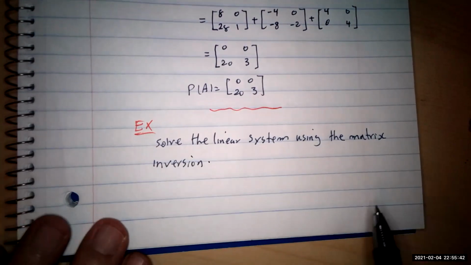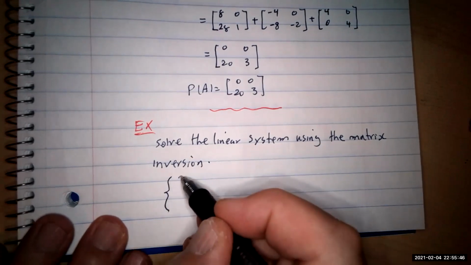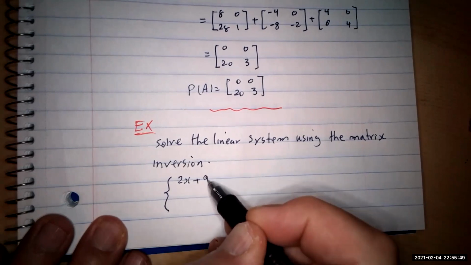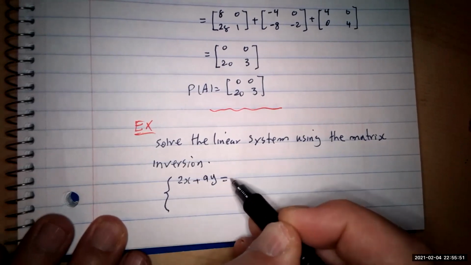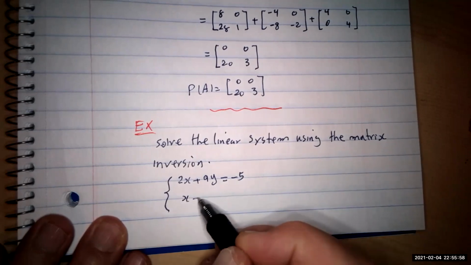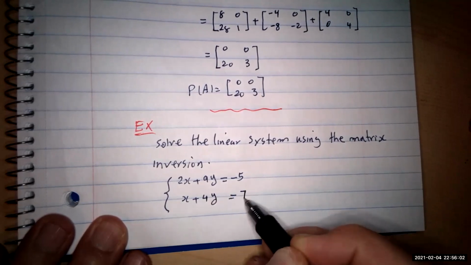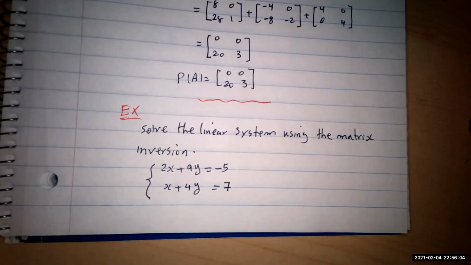So the system in question is going to be this one. 2x plus 9y is equal to negative 5, and the other equation is x plus 4y equal to 7. You see, we talked about it. If you have this system of equations, you can change it to the matrix form. So I'm going to change it to the matrix form.